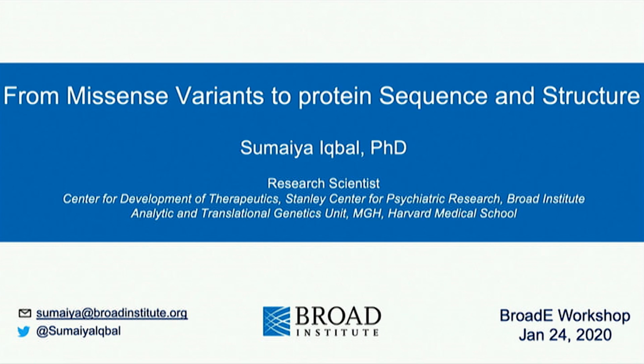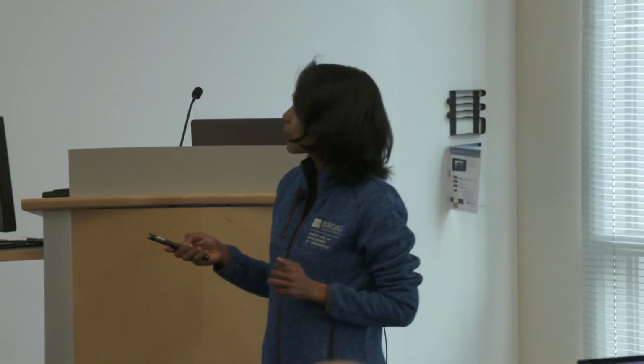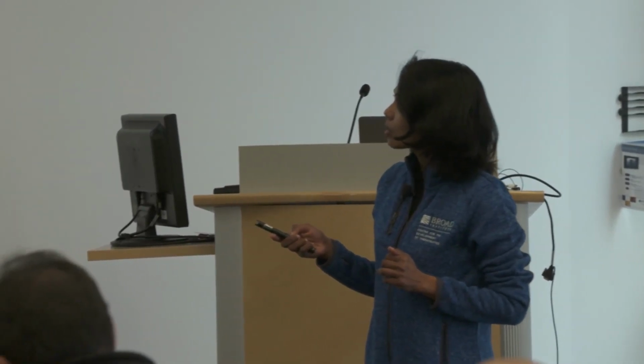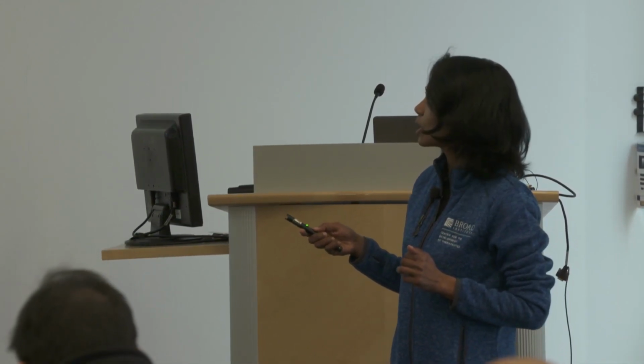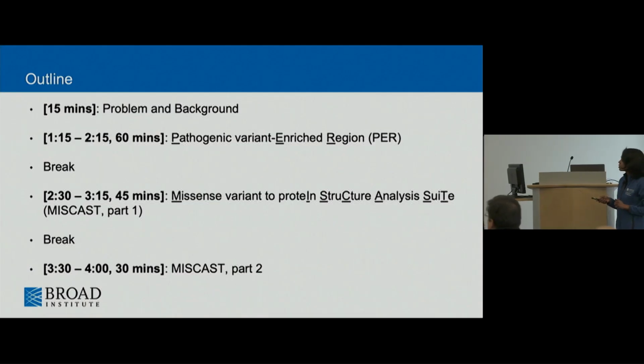So the title of our workshop today is From Missense Variants to Protein Sequence and Structure. This is the quick overview of today's workshop. I will first go through the problem and background. This will be a very short lecture, but hopefully useful.